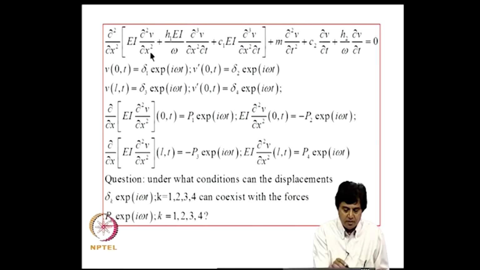Again this is strain rate dependent structural damping, this is strain rate dependent viscous damping, inertial term, velocity dependent viscous damping, velocity dependent structural damping. Now, these are the boundary conditions on displacements and on applied forces, bending moments and shear forces. So, again the question we are asking is under what conditions can the displacements delta k e raised to omega t and the forces coexist.